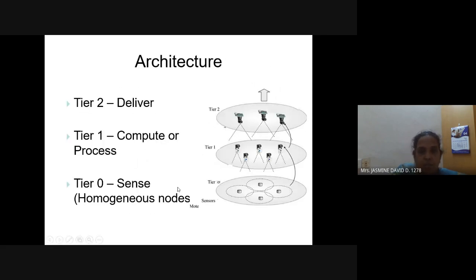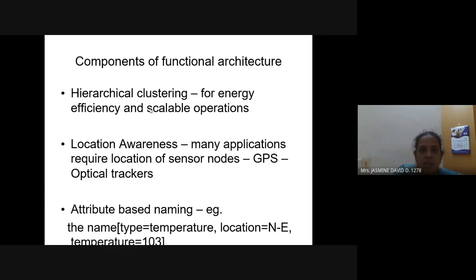The architecture has 3 tiers: tier 0, tier 1, tier 2. Tier 0 is sensing the information, tier 1 is computing or processing the information, and tier 2 is delivering the information. Tier 2 devices will deliver the information to the user or internet. The components of the functional architecture include hierarchical clustering, which we studied last class. Hierarchical clustering is for energy efficiency and scalable operation.